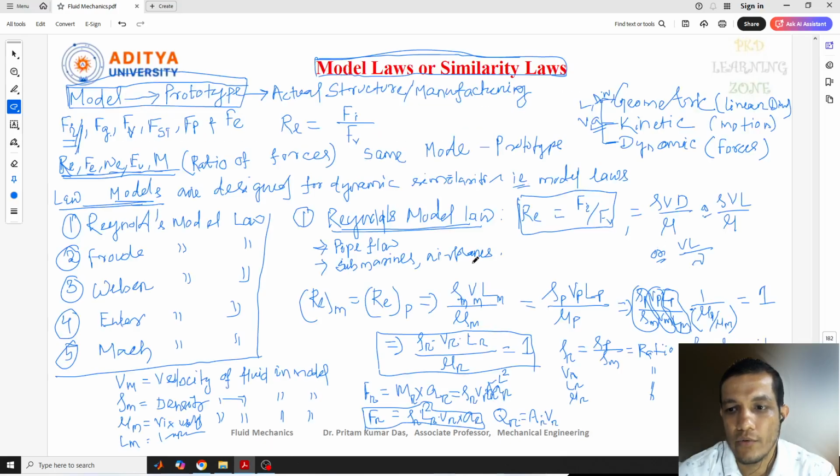So I hope you understand this concept of model laws or similarity laws. If you still have any doubt, you can give a comment in the comment box, and I'll try to clarify your doubts.